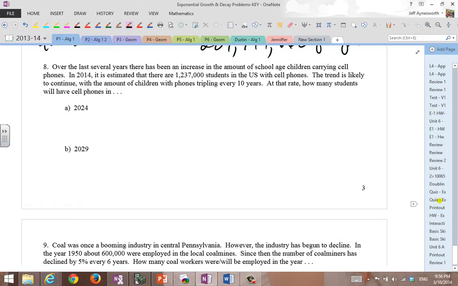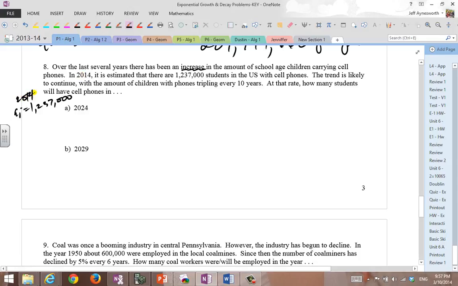All right, number 8. Over the last several years, there has been an increase, obviously an important word, in the amount of school-age children carrying cell phones. Oh my God, this could be referencing you guys. In the year 2014, it is estimated that there are 1,237,000 students in the U.S. with cell phones. That's an A sub I, isn't it? So A sub I is 1,237,000. That's the initial amount in 2014.